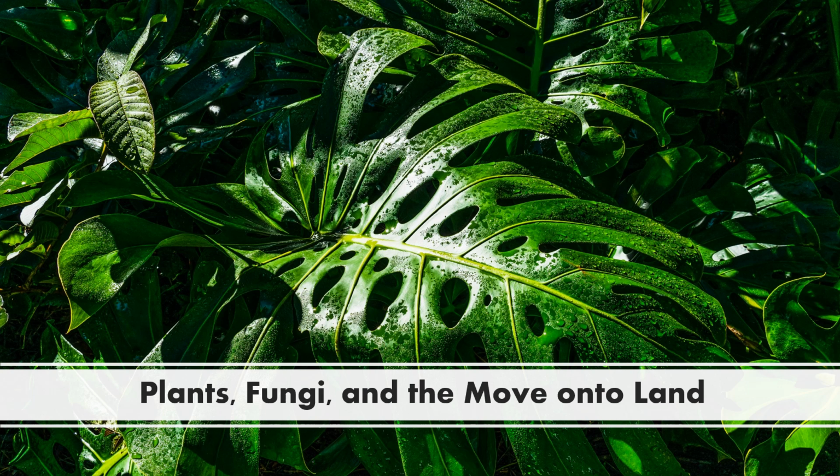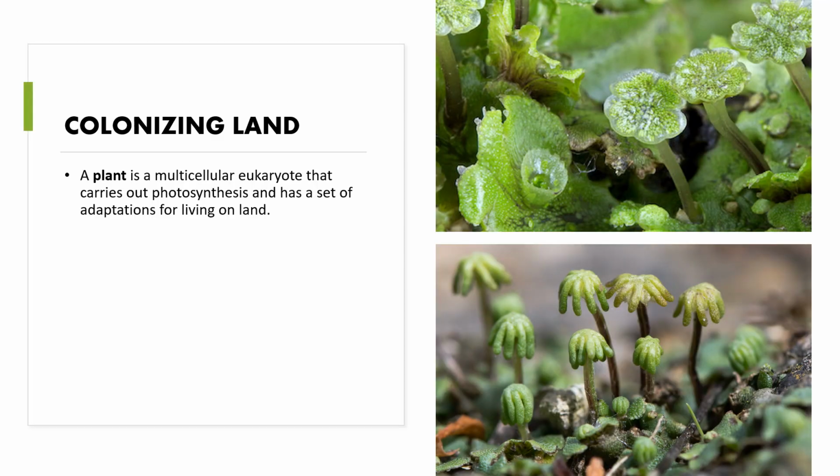We're now going to discuss how we make the transition from life being in the water to life moving on to land. And we're specifically going to talk about plants and fungi today. Before we can talk about how plants colonize land, we need to define what a plant is. And so it's going to be a multicellular eukaryote, and it's going to carry out photosynthesis. And it has a set of adaptations that are going to allow them to live on land.